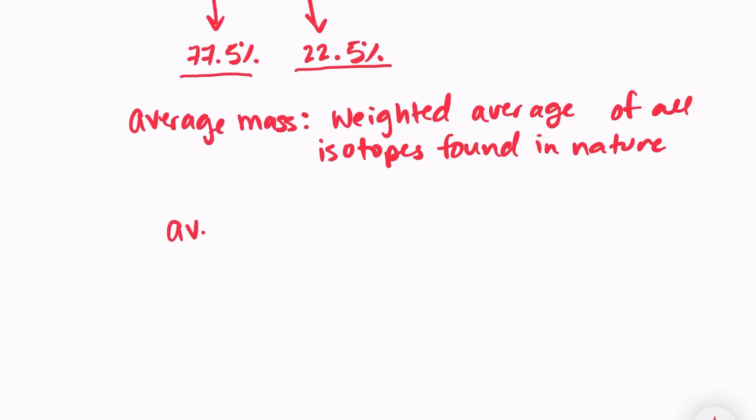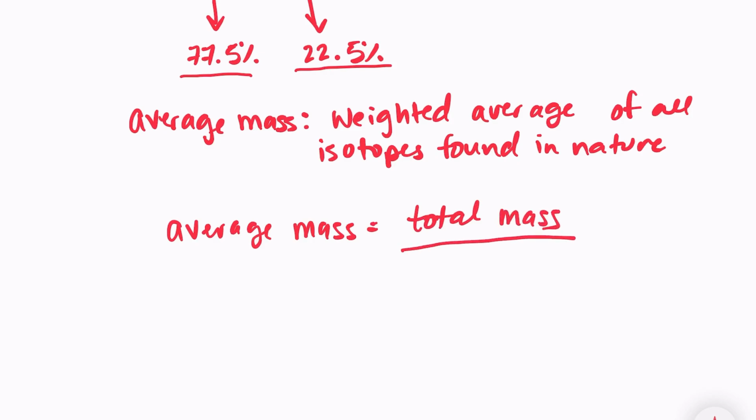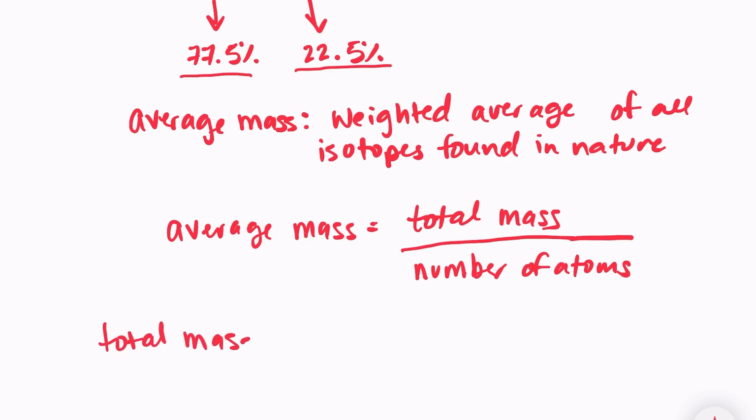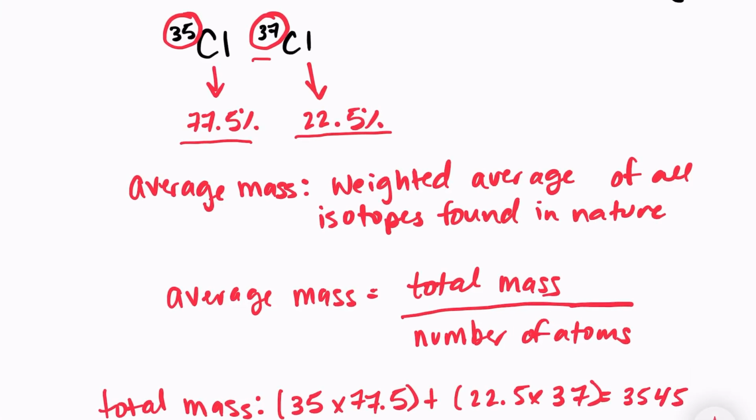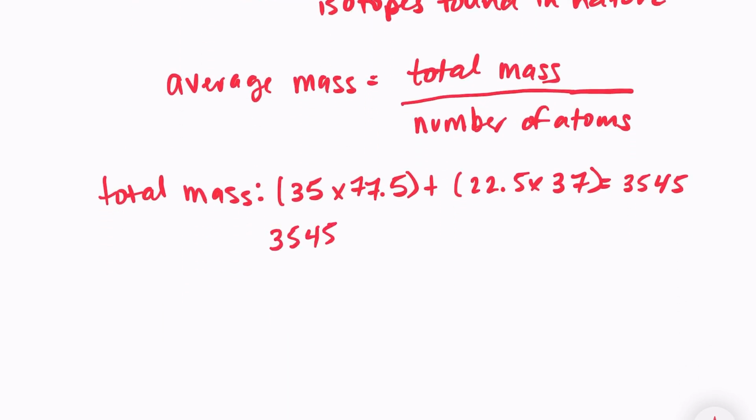So we're going to take, for the average mass, the total mass over the number of atoms in our sample. And if we're working with percentage, we can assume that the number of atoms is 100 because our percentage should add up to 100%. So to find the total mass, you take your mass, so for chlorine 35, the mass is 35, times the percentage, plus 22.5 times 37 gives us a total mass of 3545. So then we just divide that by 100 to get 35.45. And you can check on the periodic table, that is the average mass of chlorine.